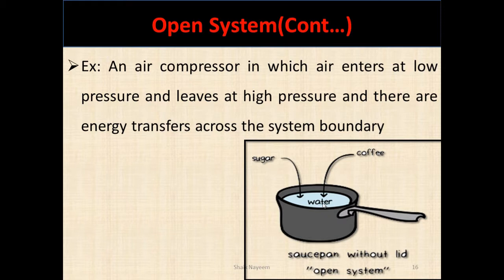On the right side we have a simple diagram which indicates the open system. Same container, but here the lid is removed. So we can pour in sugar or coffee, or when you heat this container, vapor will form and leave the container. So when you consider that container or that water as a system, mass is transferring and energy is also transferring when you convert it into vapor. So this is the best example of the open system.